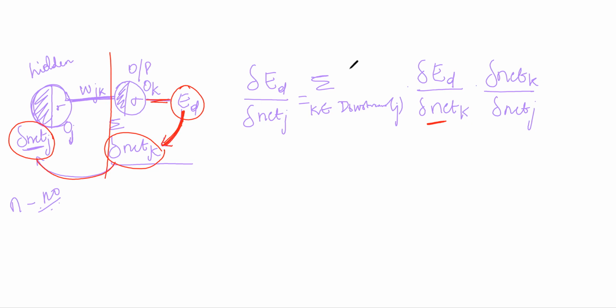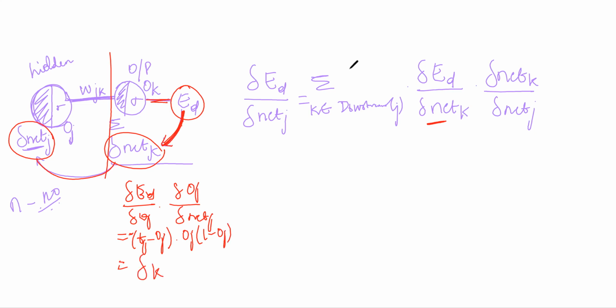Delta E divided by delta OJ into delta OJ divided by delta net J. We got some value when we performed this operation. What was that value? It was (TJ minus OJ), with a minus sign here, into (OJ minus 1 minus OJ), right? I derived this directly as delta K. Remember this part now? We just did this derivation here.